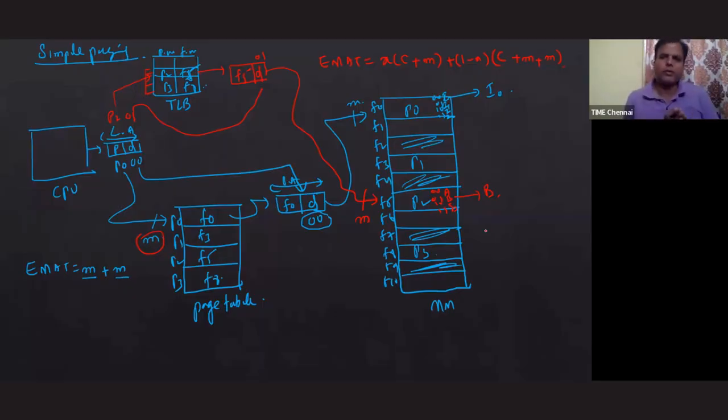Simple paging with TLB, effective memory access time formula, where X equals the TLB hit ratio and C equals the TLB access time.